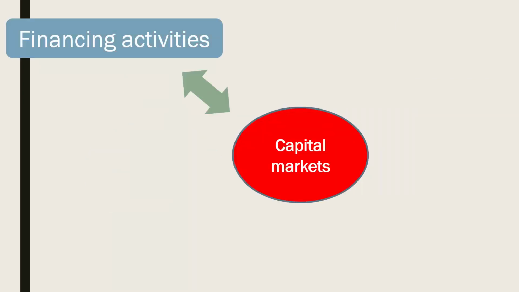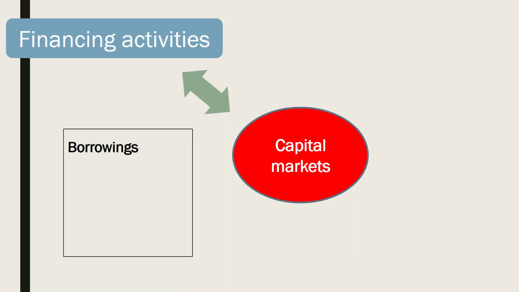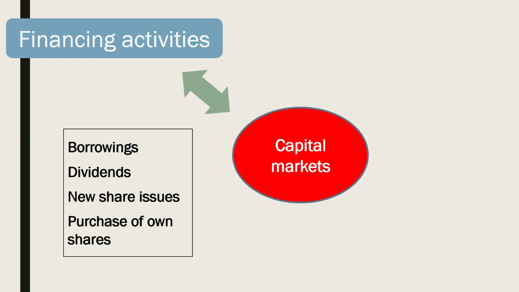The final piece of a firm's cash flows are its cash flows from financing activities, which are the result of its interactions with the capital markets. This includes a firm's borrowings, dividends paid to shareholders, issue of new shares, and purchase of its own shares.